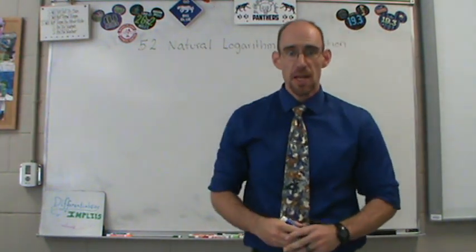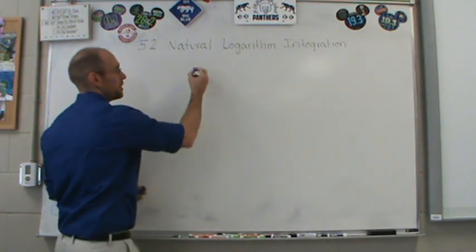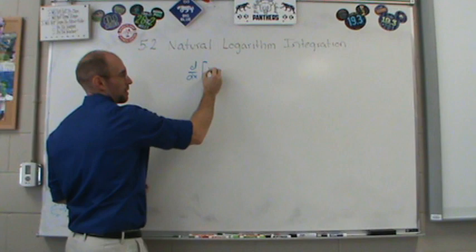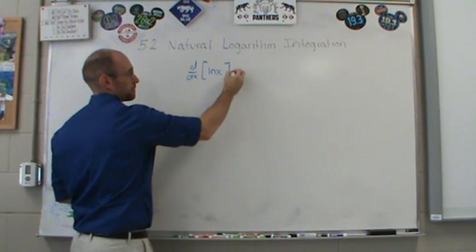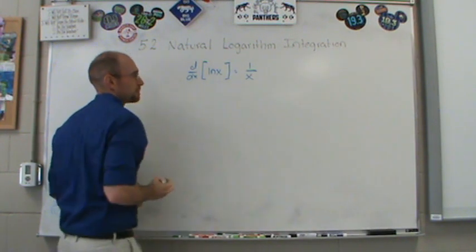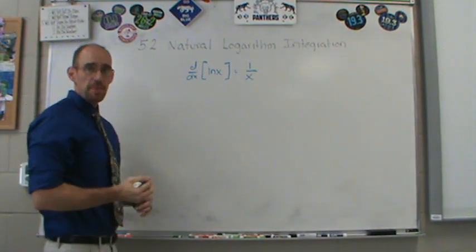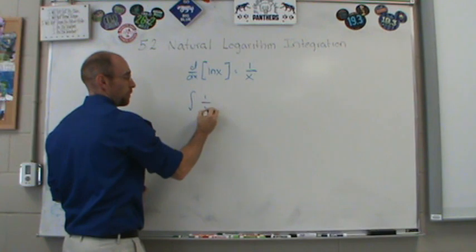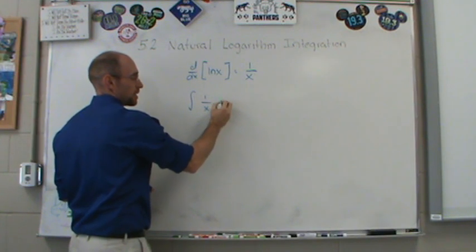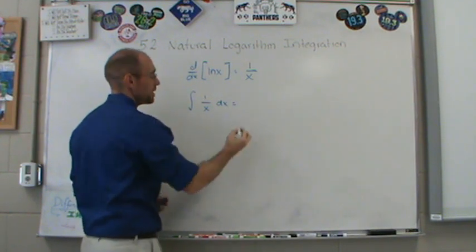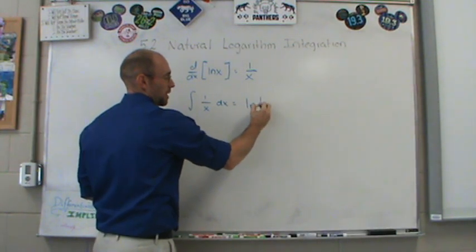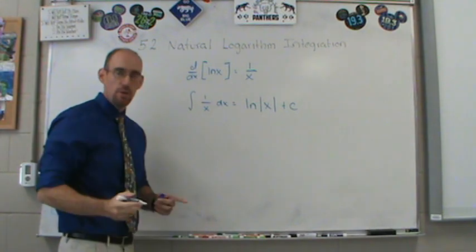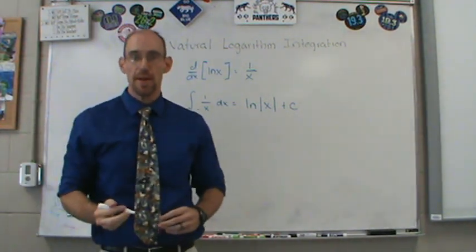So if you remember that our derivative for the natural log of x was 1 over x. Well, the integral is just going to be the opposite. The integral of 1 over x dx is going to be the natural log of the absolute value of x plus c. Now, the only difference is we do have absolute value around the x.